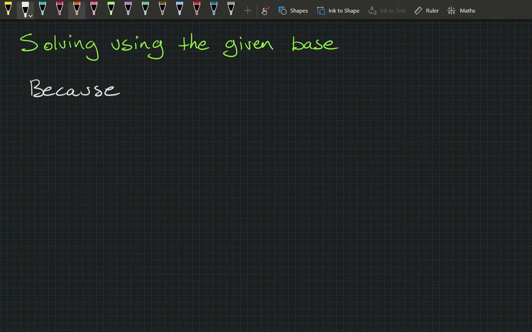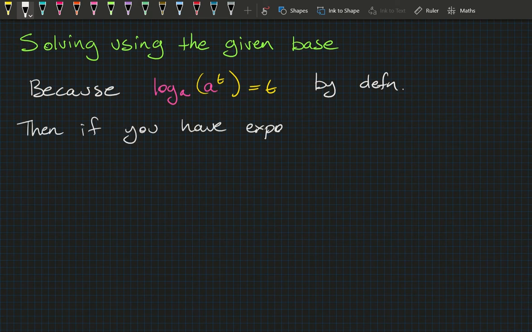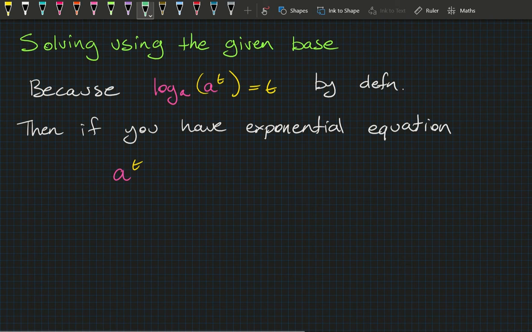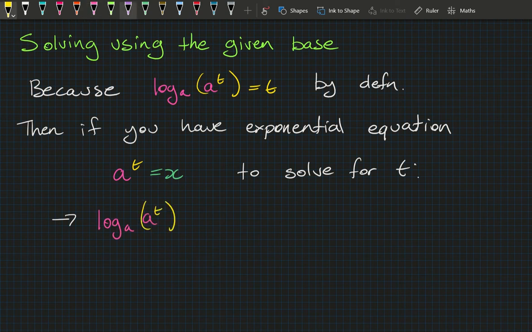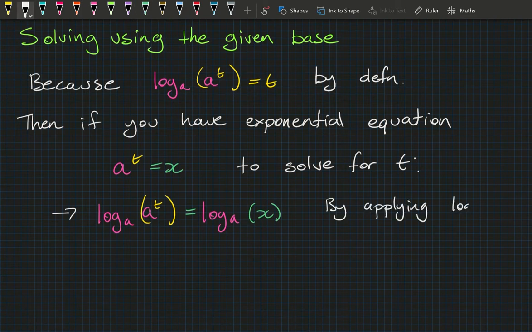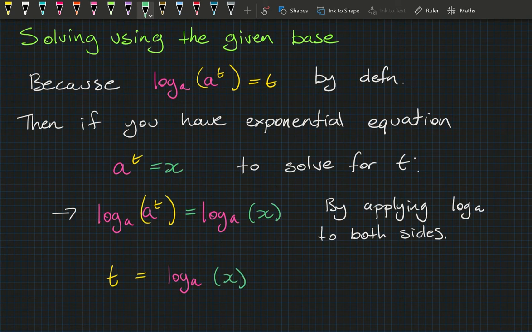Because log base a of a to the t is equal to t by the definition of logs, if you've got an exponential equation such as a to the t equals x, and you need to solve for t, then you can rewrite that as log base a of a to the t equals log base a of x, because all you've done there is apply log base a to both sides. Then, as we stated earlier, log base a of a to the t is t, so that means that t is equal to log base a of x. And this just becomes a calculator problem.